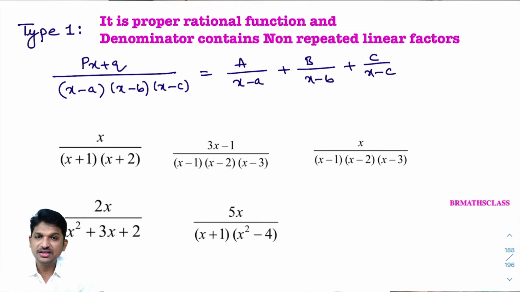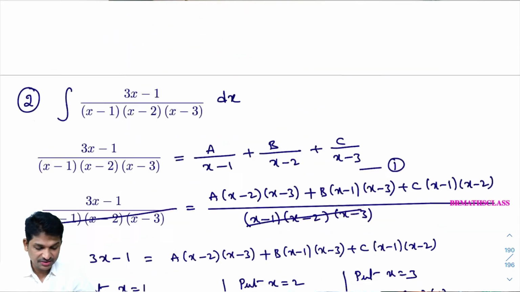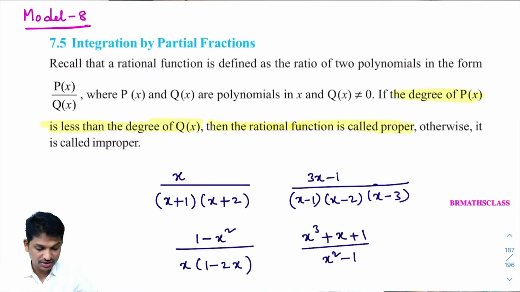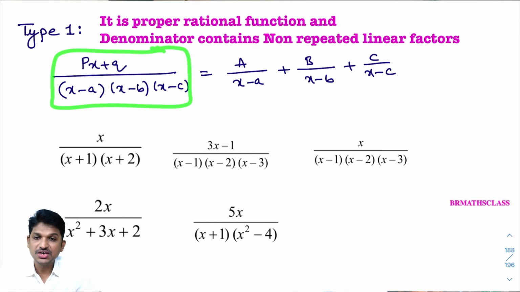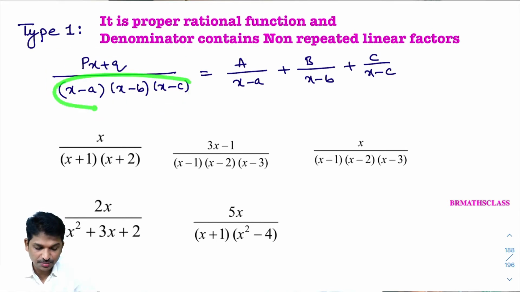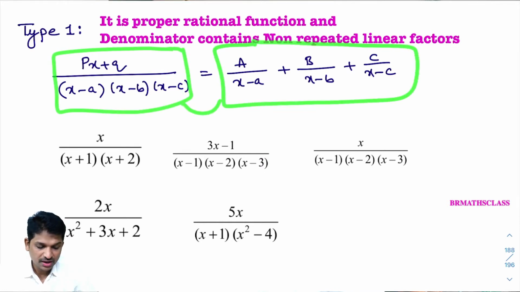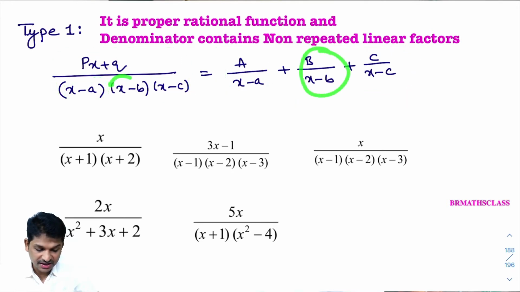In last class we learned this type of problems. In this class we are going to learn type 2. You see one more point here in type 1. If a given function is a proper rational function and denominator contains non-repeated linear factors, then this proper rational function can be split into partial fractions like this: A divided by x minus a plus B divided by x minus b plus C divided by x minus c, and then we'll find the values of A, B, C and we'll integrate. This is what we learned in last class.